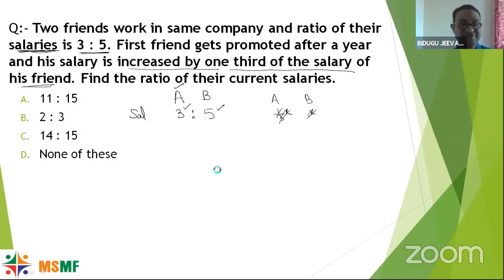Shall I wait? Kabir, give answer C. 14:15. Yeah, wonderful. Let me see that your answer is right or wrong.